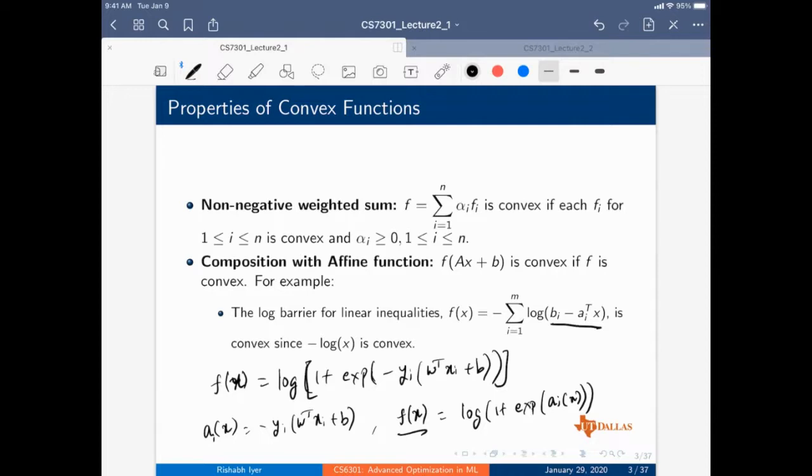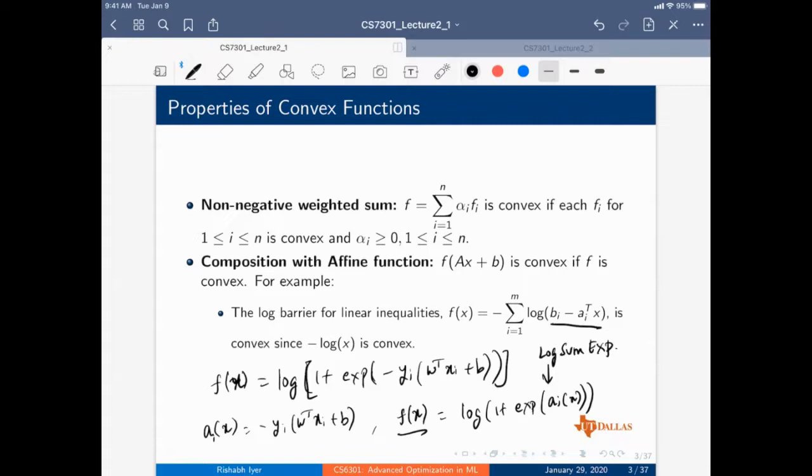This function is also called log sum exp. So this is actually a more general convex function. If you have a sum of exponentiated terms and you take the log, and each of these are affine functions, for example, then this function is actually convex.